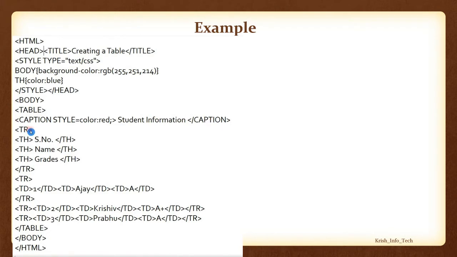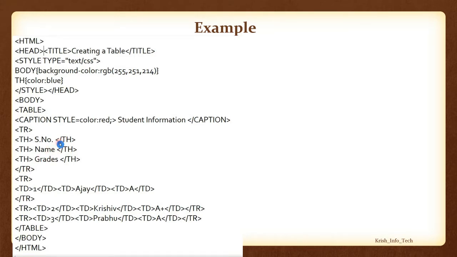Okay. Next, tr, table row. So here, after opening tr, I'm opening th, the heading, serial number, closing the heading. Again, the next heading is name. The next heading is grades. Now I'm closing tr. The first row is over.